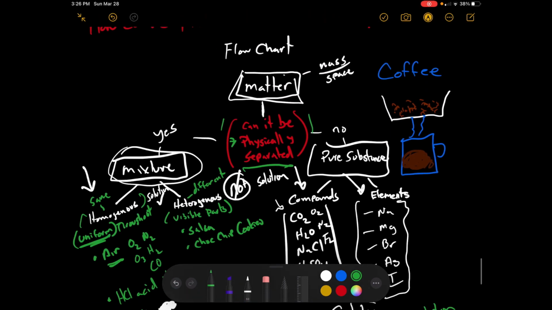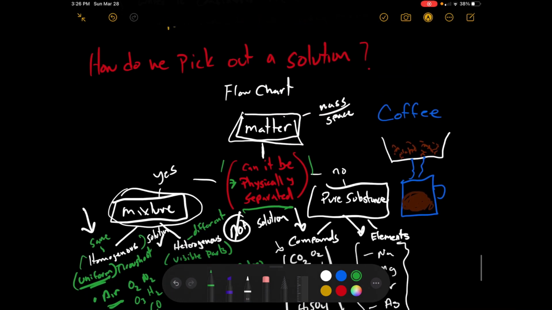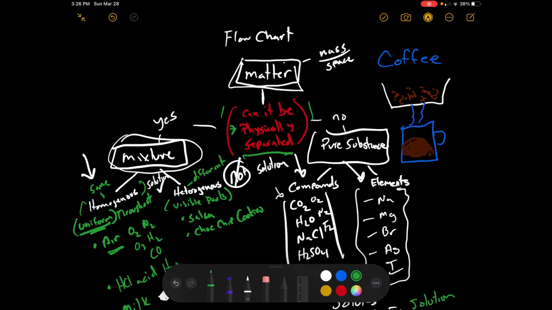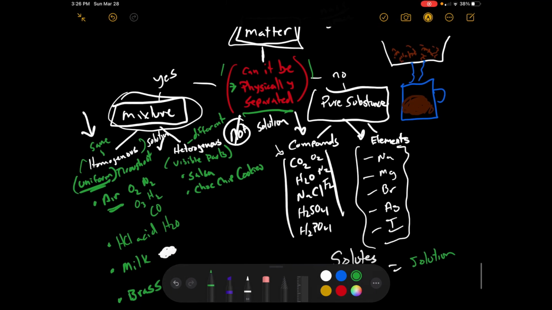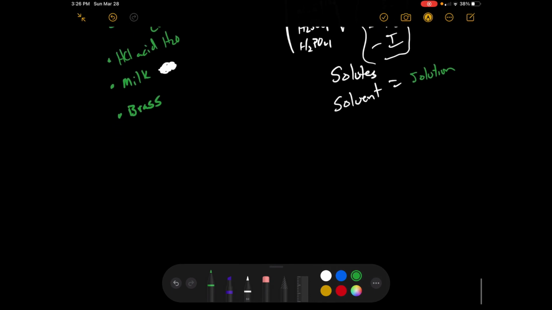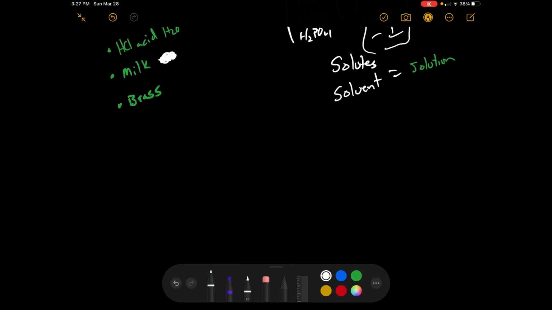And so if you want to pick out a solution, you follow this flow chart to pick it out. And that means you could also pick out what is not a solution. What is a pure substance? What is a compound? What is a heterogeneous mixture? What is a homogeneous mixture? We could pick those out. So let's go back and review.